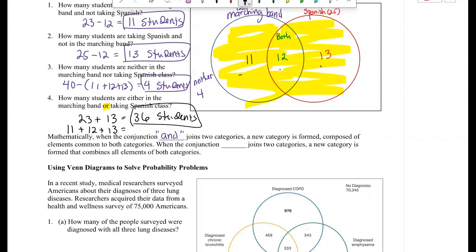And it's composed of the elements in both categories, but here's the other word. You guys remember what the other word is for conjunctions? Or, right? You're such nerds from English, guys. Great job. All right. Or joins 2 categories, and the new category combines all elements of both. That was number 4 earlier. Are you guys with me on that? That was your number 4.